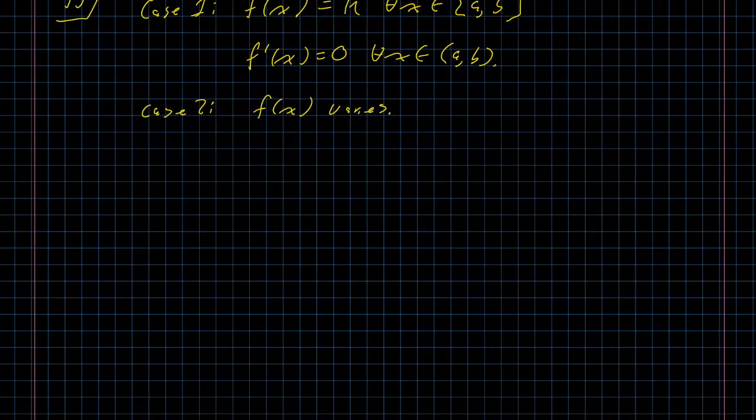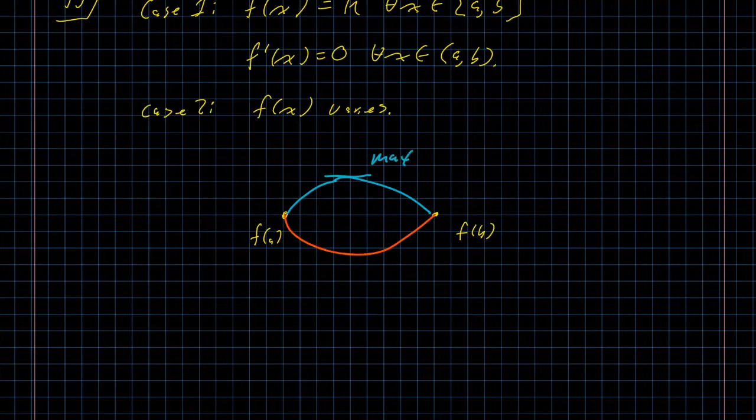Then we get to the natural case, which says that f of x has to vary. And if you think about this picture, something has to happen. At some point, this curve has to either go upward, which means that it also has to turn around and come back downward. Or this curve has to go downward, and then turn around and come back upward. If it goes upward first, then there has to be a maximum. If it goes downward first, then there has to be a minimum.